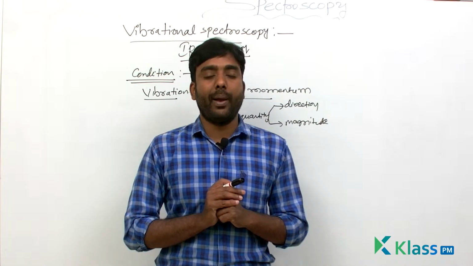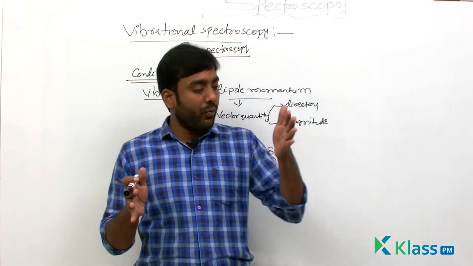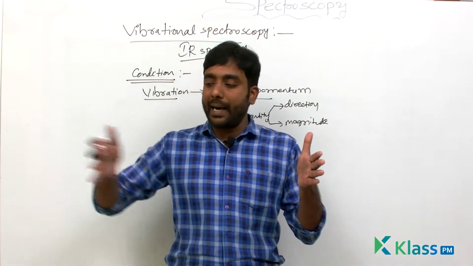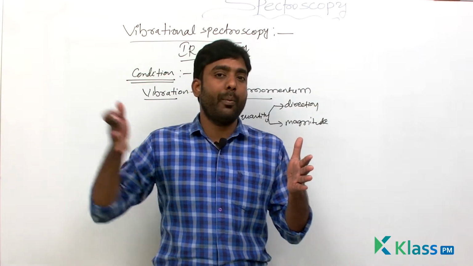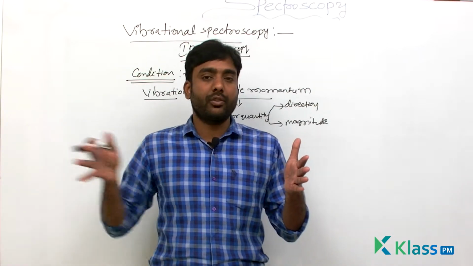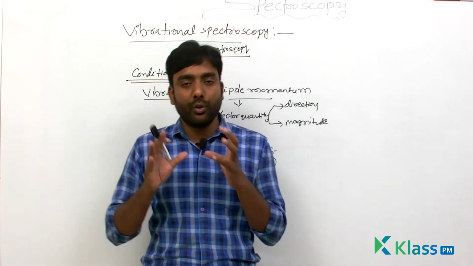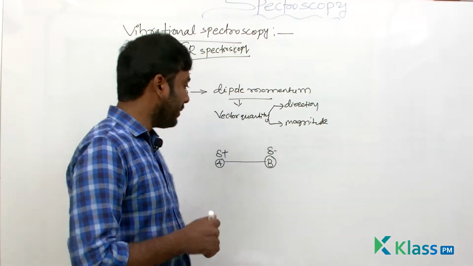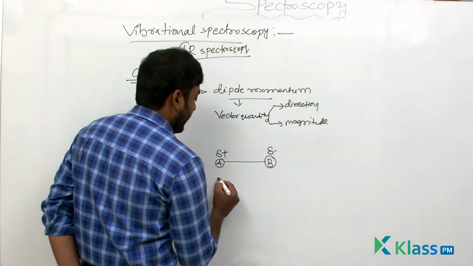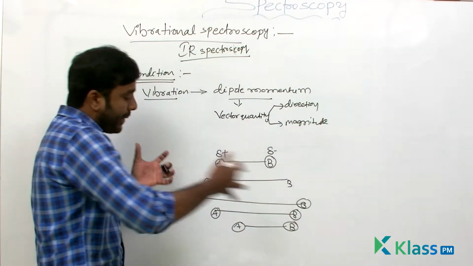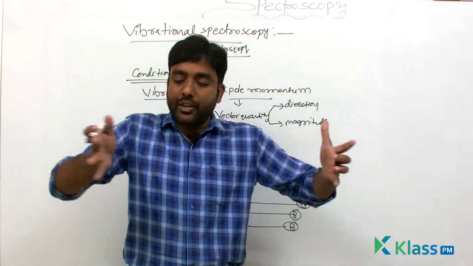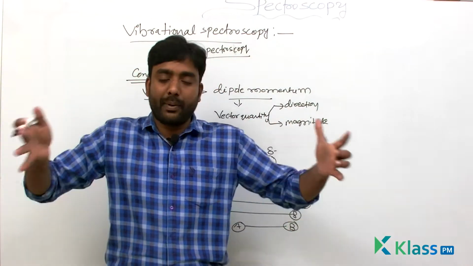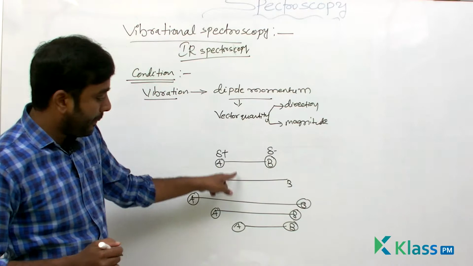So this is coupled vibration. Decoupled vibration means one atom stays in that place only, and another atom only will change its momentum, so its position. So this is called decoupled vibration. Whether it is decoupled vibration or coupled vibration, what happens? It starts vibrating. While vibrating, what happens? Expansion, contraction, expansion, contraction. That is why it's happening.